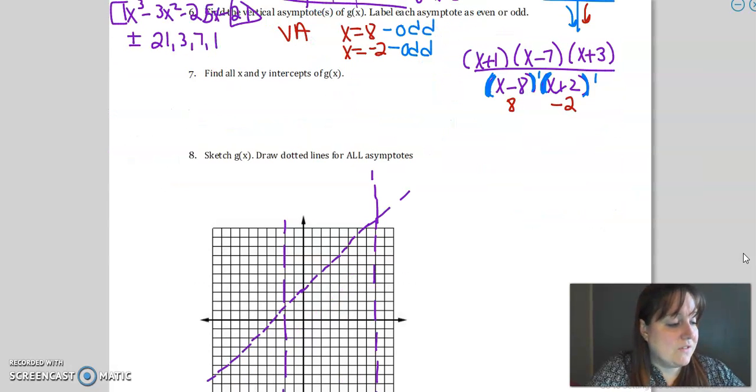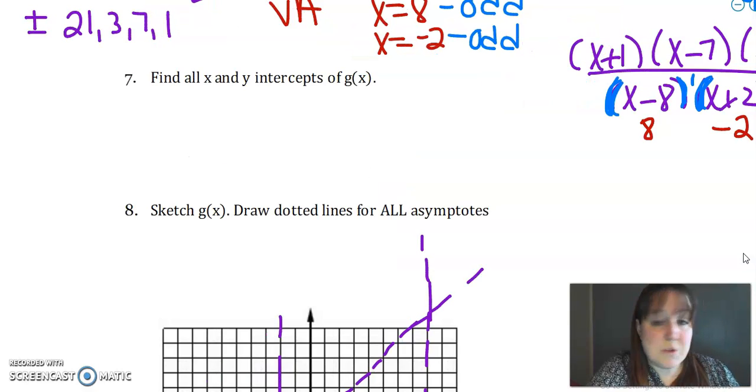Okay, the next thing we're going to find are intercepts. Our y-intercept is really easy because we just plug in 0 for x. Remember, our y-intercept is where x equals 0, and our x-intercept is where y equals 0.